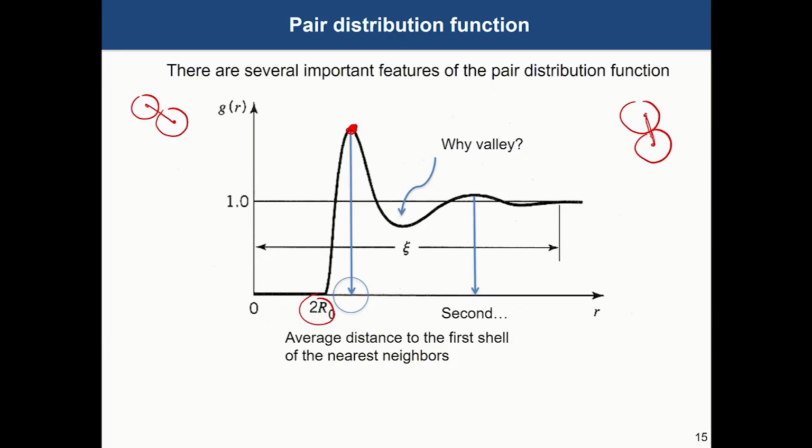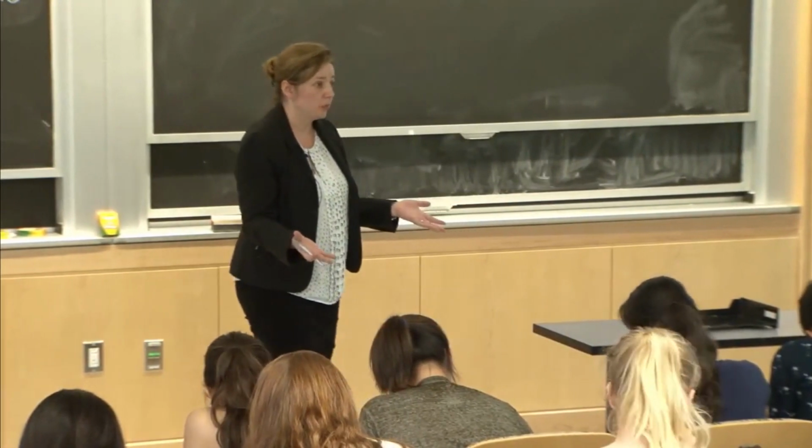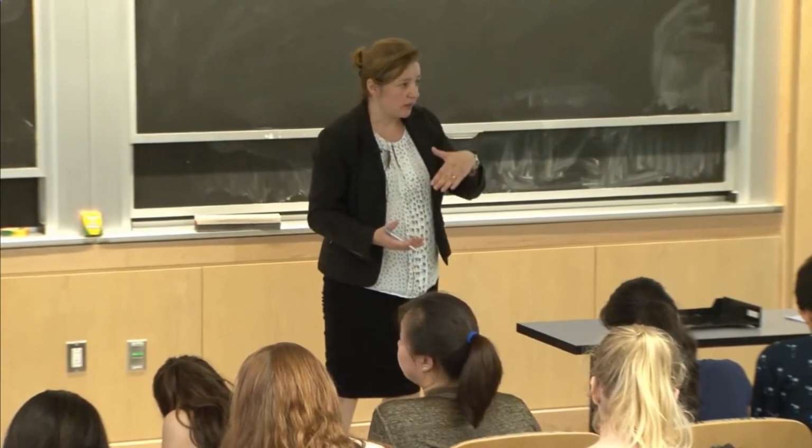Yes? Because the first neighbors take up space? Exactly. The answer is because this first neighbor takes up some space, right? So I can't physically put another atom here. They can't sit in the same space. So there has to be a certain distance, at least in this direction, where they can sit, right? So there is a decreased probability that you will find another atom because this space is already occupied by the first shell, right? So this is the reason why you have maxima and minima in this function.